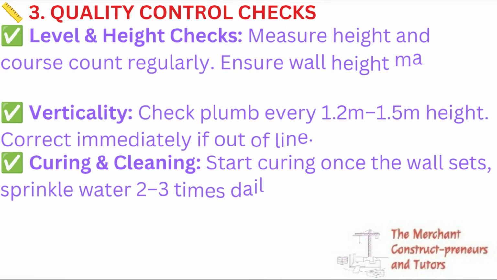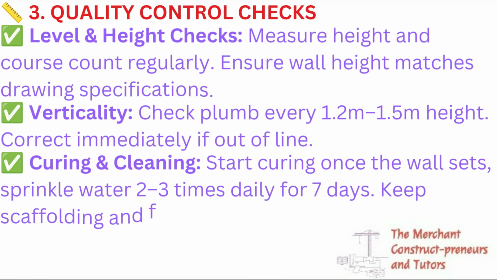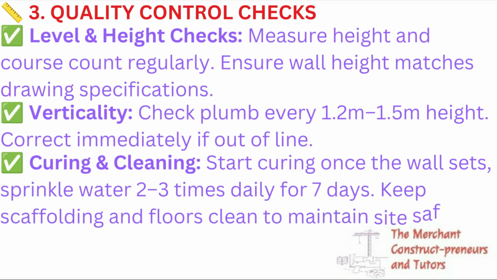Now the quality control checks. After ensuring these two things, there are certain things you need to do continuously to ensure that what you have checked is okay, and then every other thing can go on. Like the level and height checks, you measure the height and course count regularly. Ensure that the mason has not laid more than where it is supposed to get, especially for openings where you have windows, you have doors. Ensure that they are okay according to how the drawing has specified it.